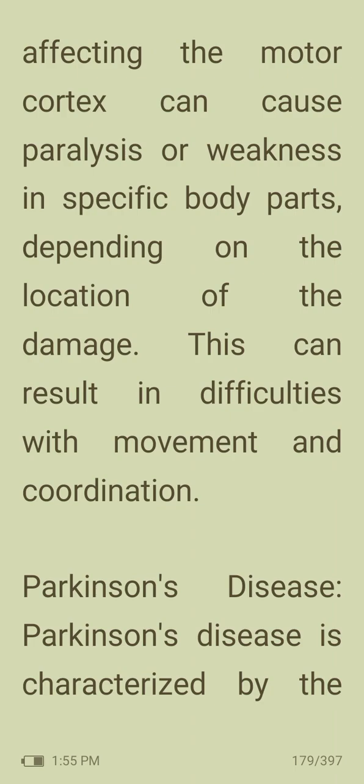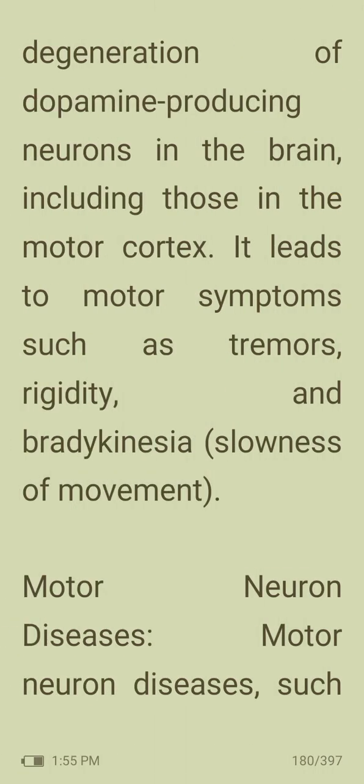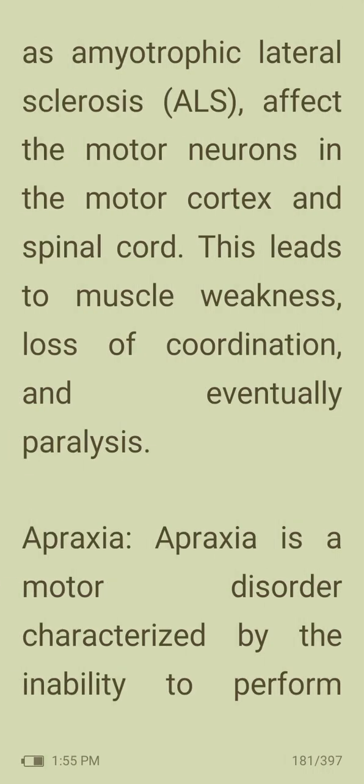So, Parkinson's disease is characterized by the degeneration of dopamine producing neurons in the brain, including those in the motor cortex. It leads to motor symptoms such as tremors, rigidity, and bradykinesia. And motor neuron diseases such as amyotrophic lateral sclerosis affect the motor neurons in the motor cortex and spinal cord. This leads to muscle weakness, loss of coordination, and eventually paralysis.